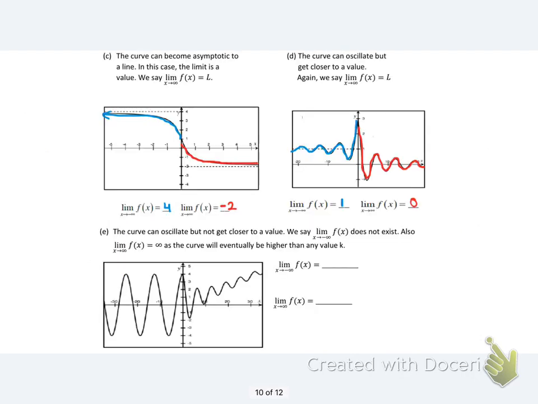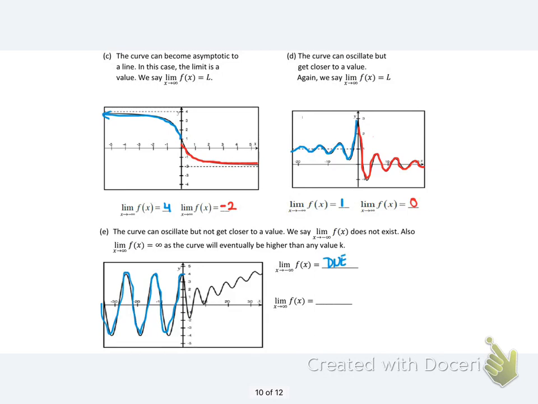Oh no, I missed one. E. The curve can oscillate but not get closer to a value. So that's that sine and cosine function, and the left side is an example of one of those functions stretched out. So it goes down the same as it goes up. There's no trend there, and because there's no trend there, the limit doesn't exist. It's just going to keep oscillating the same way, at least as far as we're aware. You could always argue maybe something different, but as far as what we can see, that's what we're given.